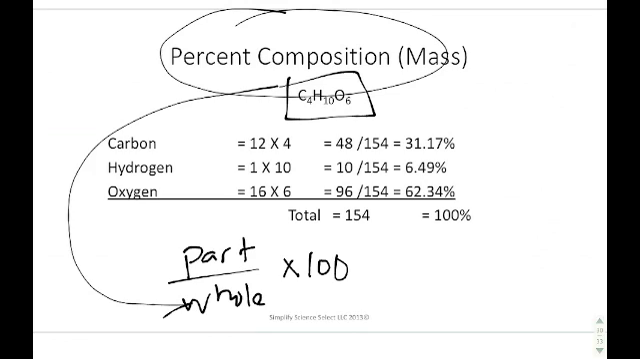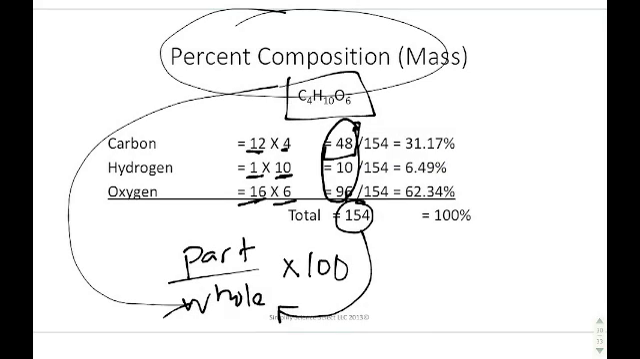You have carbon. Carbon has a mass of 12. There are 4 of them. Hydrogen has a mass of 1. There are 10 of them. Oxygen has a mass of 16. There are 6 of them. You multiply these values out, and when you get those values, you add them. And when you add them, you get the total, which is 154. Now, you would take the individual part, like for carbon 48, and divide it by 154. Of course, you'd want to multiply it by 100 to turn it into a percent, and then you get the percent by mass. Now the percent by mass should add up to 100% whenever you look at all of the atoms that are in the molecule itself.